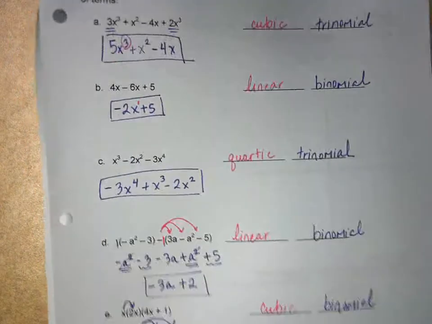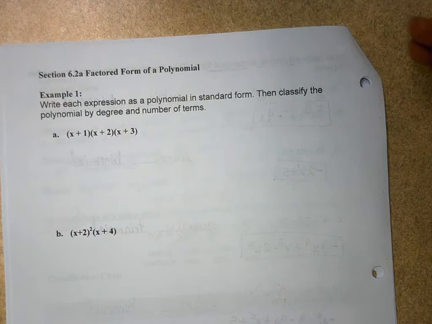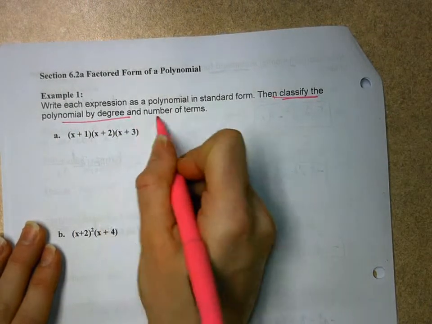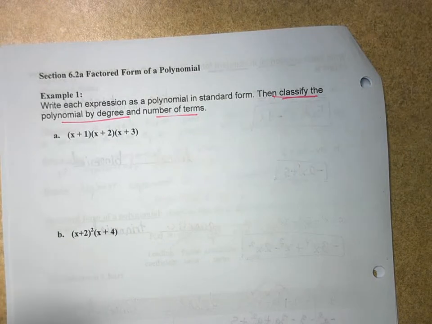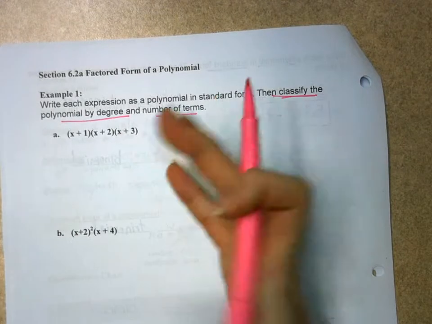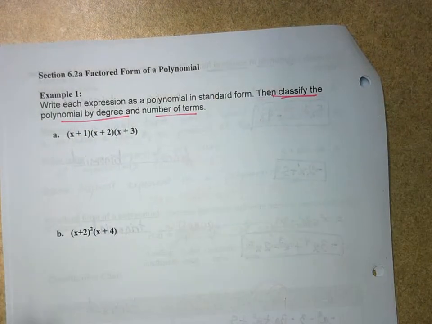Go ahead and flip it over. We are starting the first question on the next one because it still works with classifying by degree and number of terms, which is what you just learned. So we're going to try letter A together. Letter A. Remember, if you're multiplying 3 sets of parentheses by each other, you need to multiply everything together once.